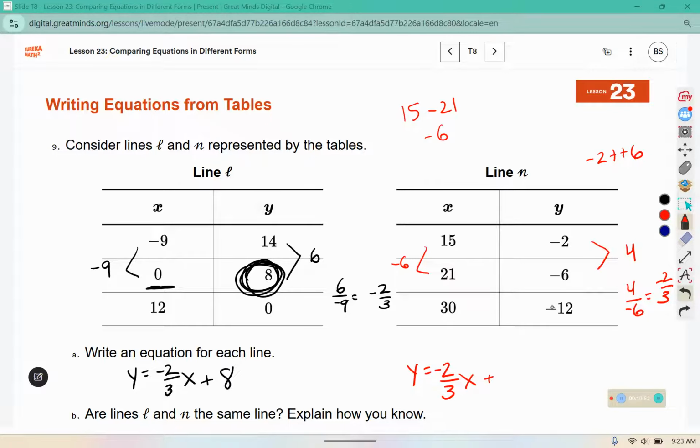But I don't have a 0 to place b yet. What I can do is use point slope form, or I can plug in a point and solve it for b. So I'm going to plug in a point. I'm going to place 15 in the x value and negative 2 in the y position.